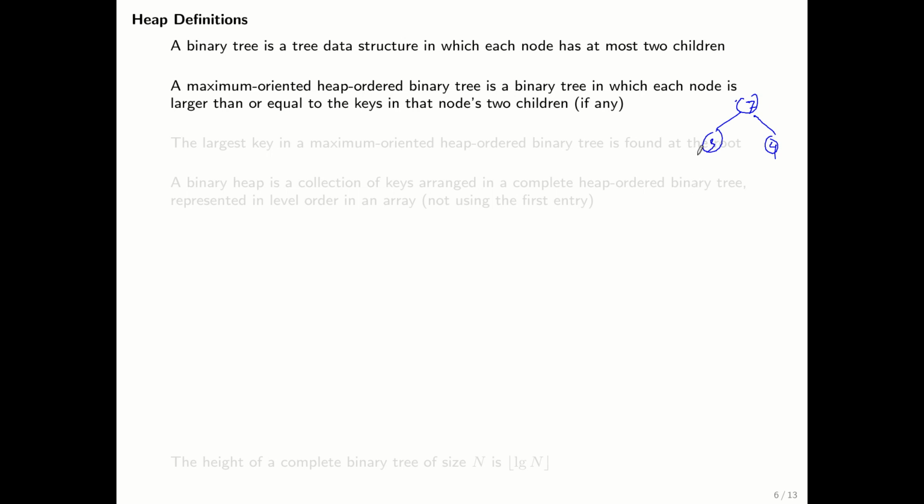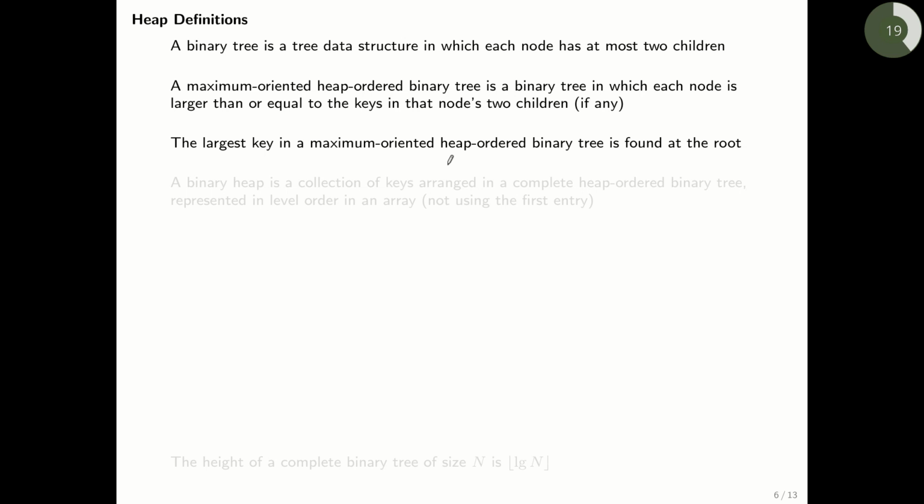And if these guys have children, then it might be something like 1. So 3 is again greater than 1. So that's what we are saying here. So a maximum oriented heap ordered binary tree is a binary tree in which each node is greater than or equal to the keys in that node's 2 children, right? So where do you then find the largest key in a maximum oriented heap ordered binary tree? Well, it is found at the root. Okay, so in such a tree, the largest key is going to be found at the root.